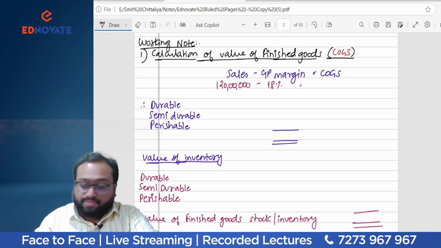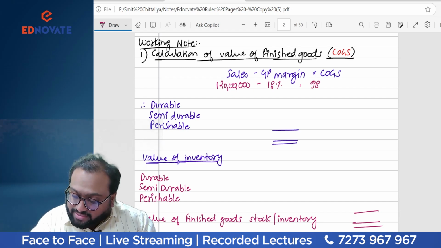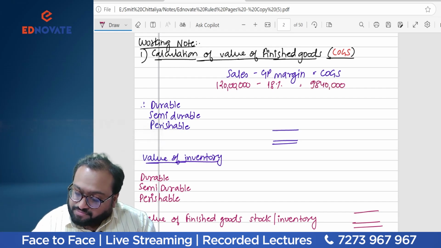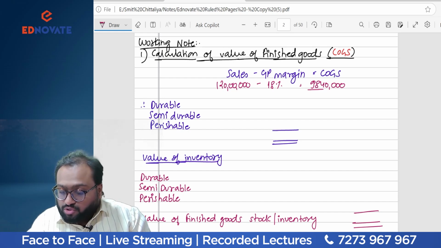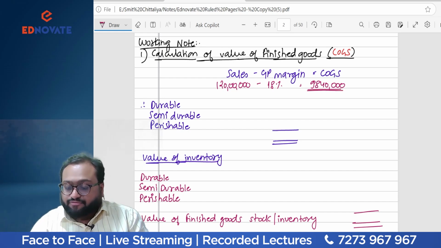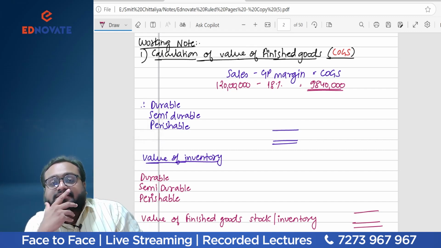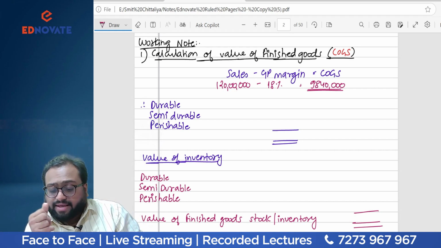So of course I can get my COGS. 120 lakh minus 18% gives somewhere around 98 lakh 40,000. Students, do calculate with me. Do you also get the same answer? You will get COGS of 98 lakh 40,000. Now, this sales of 1 crore 20 lakhs, 120 lakhs.